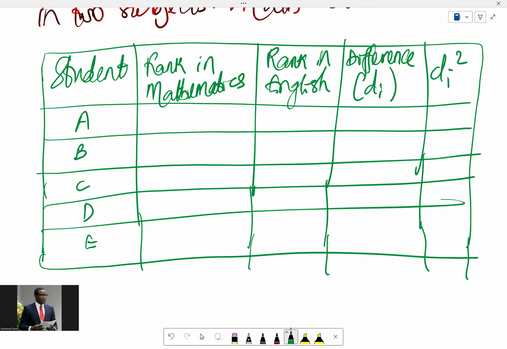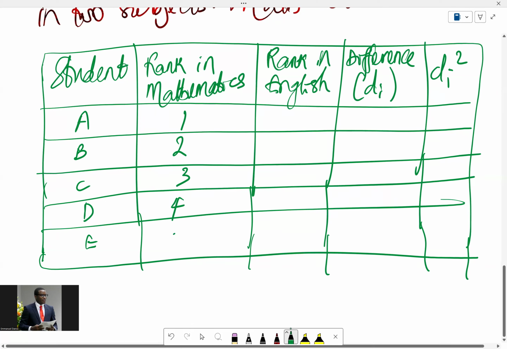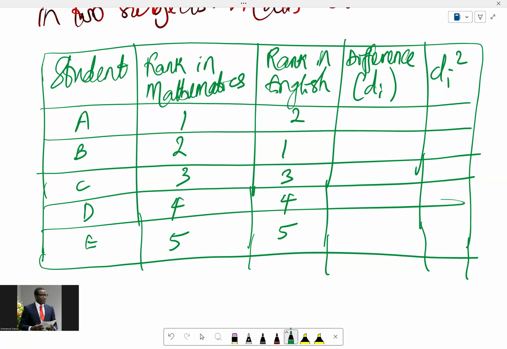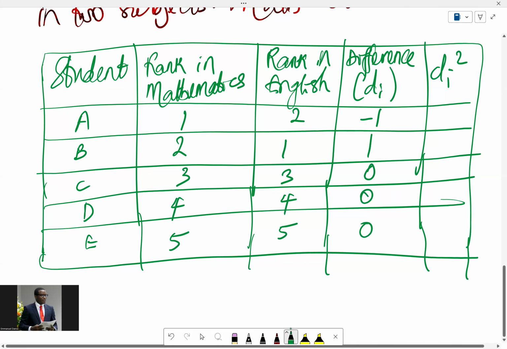So for rank in math, student A is first, student B is second, student C is third, D is fourth, and E is fifth. But for their rank in English, student A is actually second, while student B is first, student C remains third, student D is fourth, and E is fifth. So talking about their differences now, just subtract directly. 1 minus 2 is minus 1. 2 minus 1 is 1. 3 minus 3 is 0. 4 minus 4 is 0. 5 minus 5 is 0. So that makes things pretty easy.